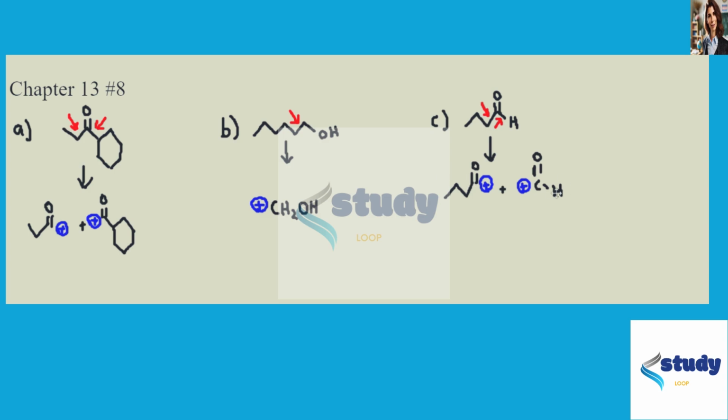And then we'll also get the product that we would see if the carbon-carbon bond between the carbonyl and the carbon next to it broke, in which case we would get this single carbon molecule with the carbon double bonded to an oxygen and also bonded to a hydrogen and a positive charge. And so that is the answer to Chapter 13, Problem number 8.